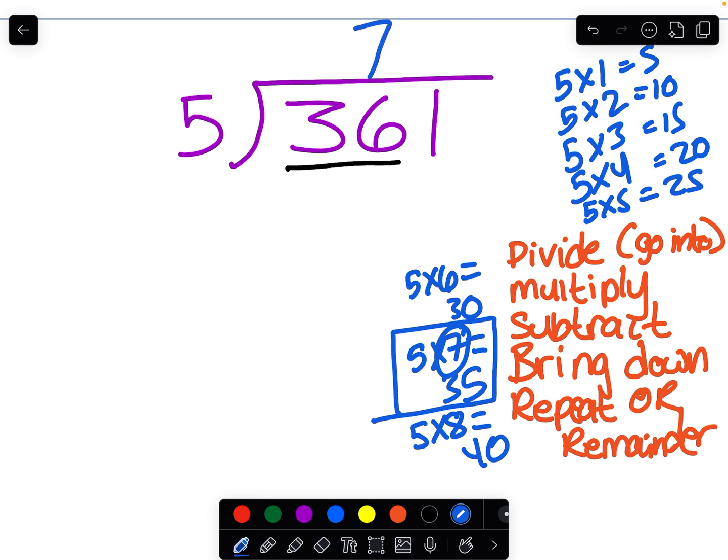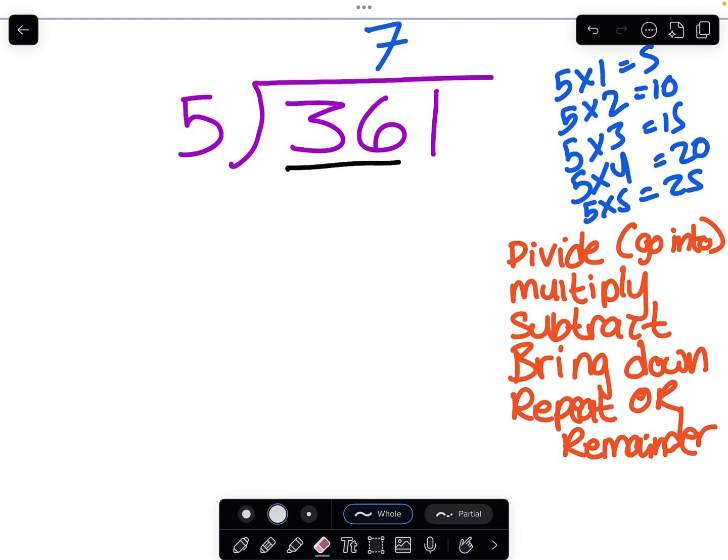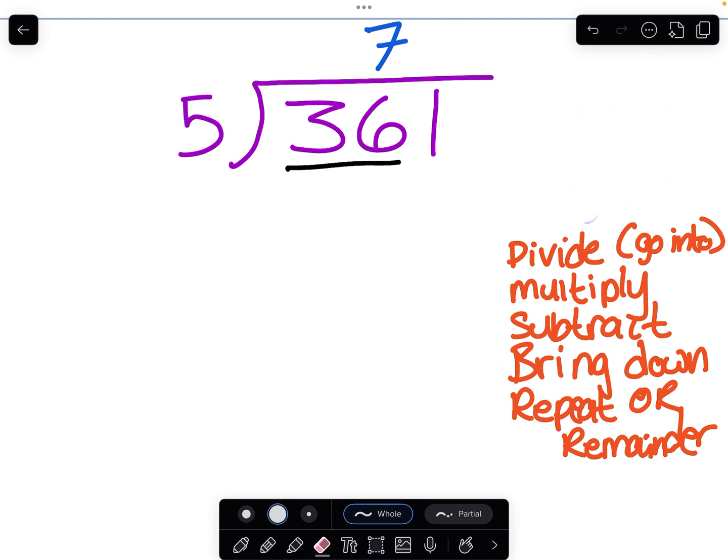So I'm going to put a 7 right above the 6. Very important that I don't put the 7 above the 3. It's going to mess up these steps of divide, multiply, subtract, bring down, repeat or remainder. What I have to do is put the 7 over the 6 because I'm checking how many times does 5 go into 36, not into 3. Okay, so I've done that. I'm going to erase this. We don't need that. We figured that out.